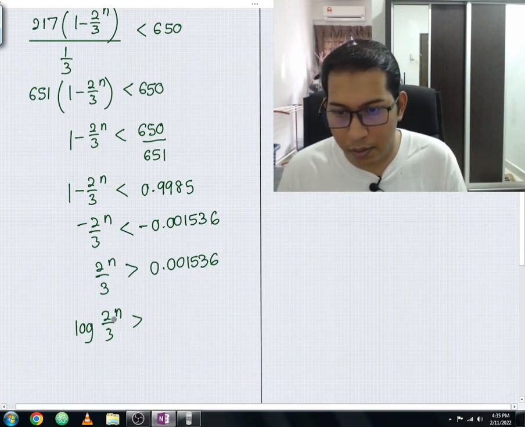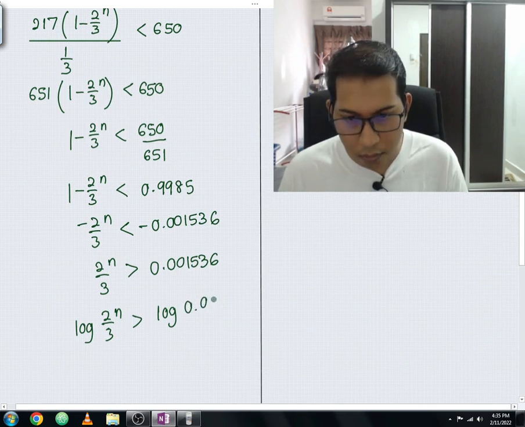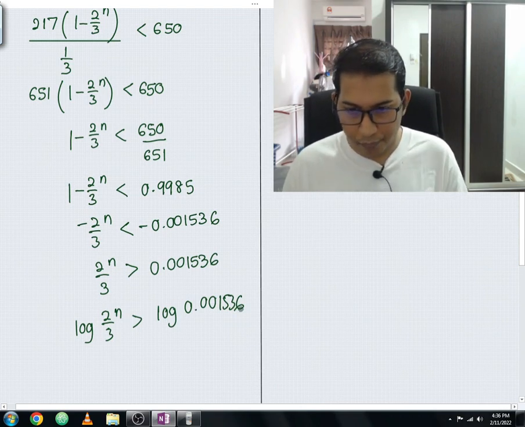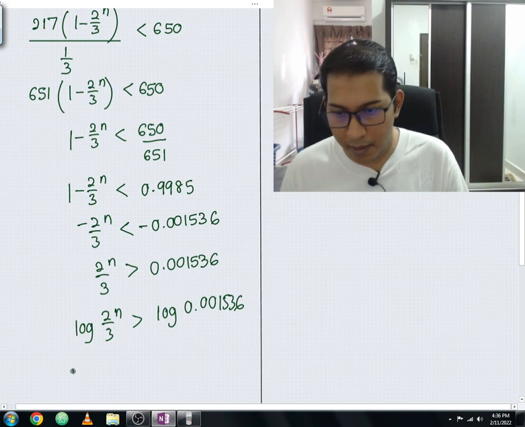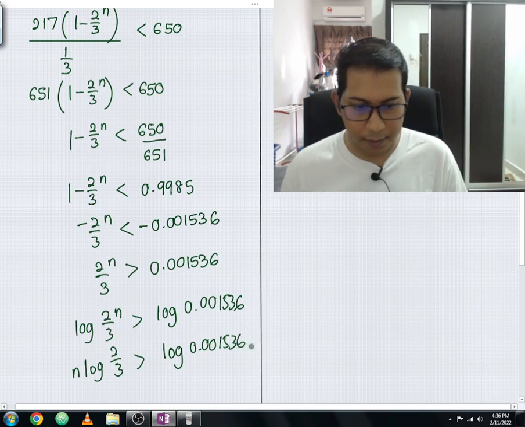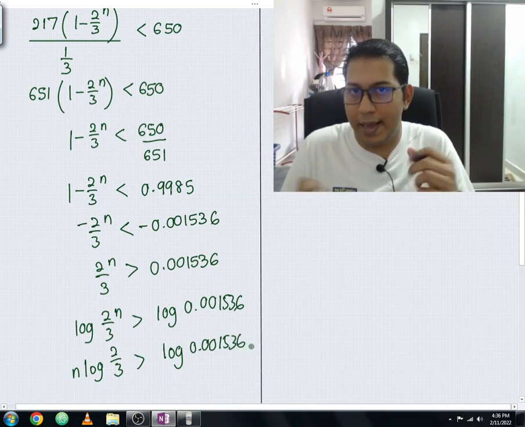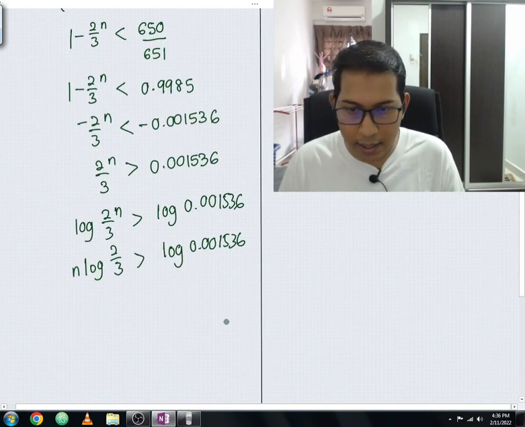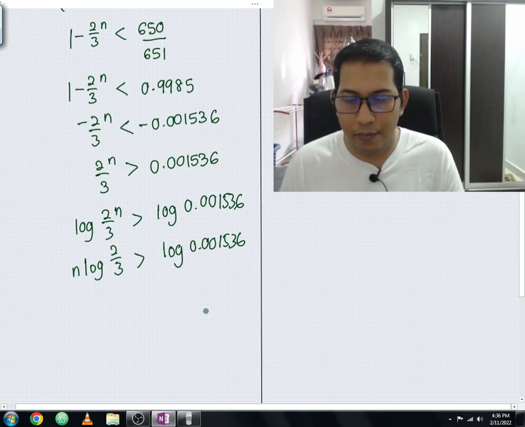So from here, log 2 over 3 to the power of n is more than log 0.001536. The power n, we move it to the front, so it becomes n times log 2 over 3 is more than log 0.001536. From this step you need to be extra careful. Some of the students will just straight away calculate it without flipping the symbol, but to be safe, you calculate the log 2 over 3 over here.